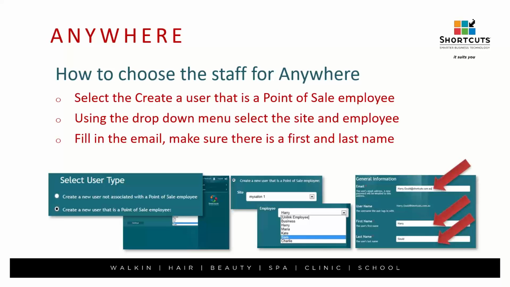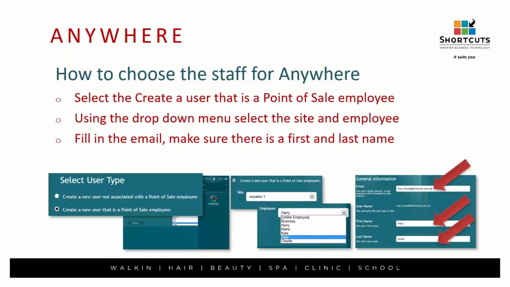But for the majority of you, the people that are sitting in on this presentation, you're going to choose the second option, and then you're going to choose which salon you'd like to set it up for. So if you have multiple locations, you can set them up one at a time. So in this case, we'll set up Angel Salon or My Salon, and then you choose which staff member. Once you choose the staff member, there's 3 things you want to make sure are filled in. Their email, which becomes the staff login, and you make sure they have a first name and a last name.